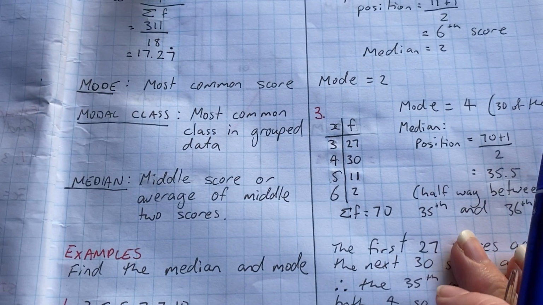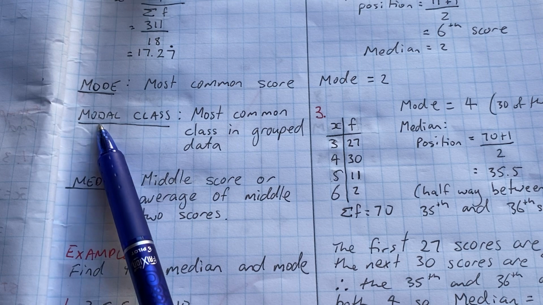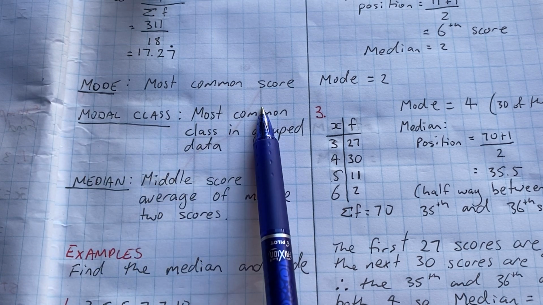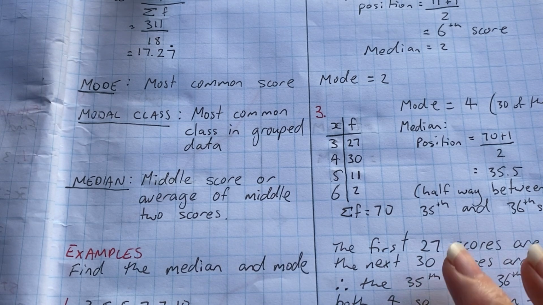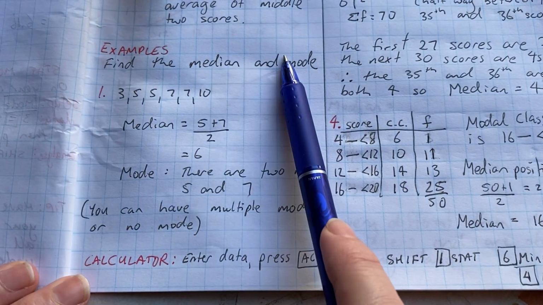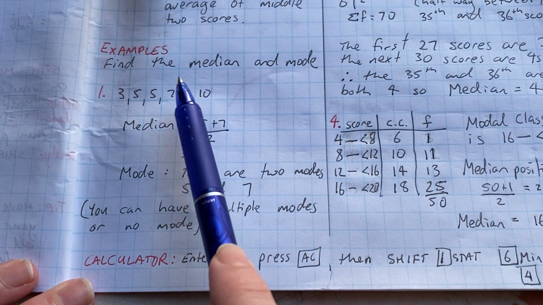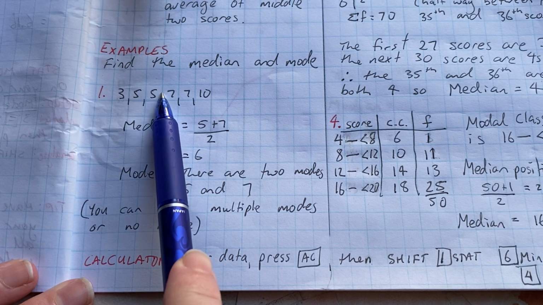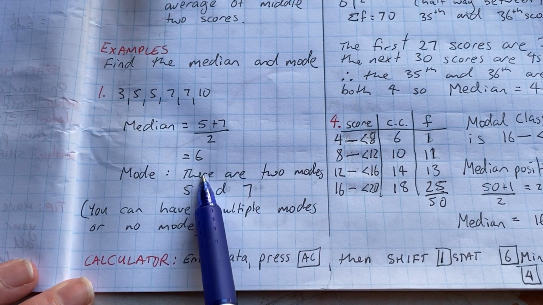Okay, mode is the most common score, the one that appears the most. For grouped data, we look at the modal class, so the most common class. The median is the middle score or the average of the middle 2. You've seen those before. So some quick examples, finding the median and the mode. A list of data, 6 numbers here. So when there's an even number, the middle is between the 5 and the 7. So the average of 5 and 7, so 6.